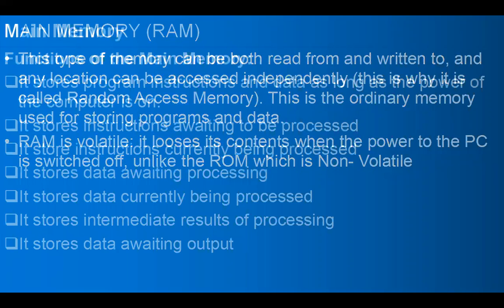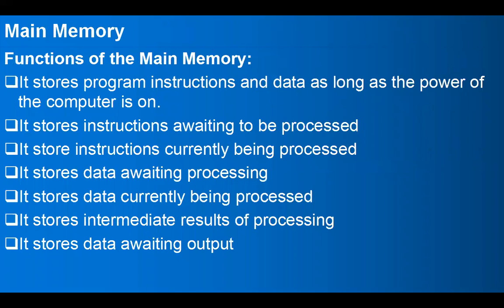Moving on, let's see the functions of the main memory, that is the RAM. First, it stores programs, instructions, and data as long as the power of the computer is on. For example, if you've minimized a window that was displayed, it stores it until you come back to use it. Then it also stores instructions awaiting to be processed, when you put a window or program in pending to be processed.